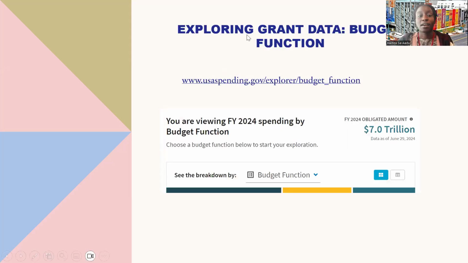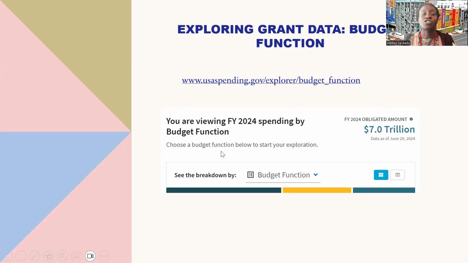All right, so we are going to start to explore this database now. What we're looking at here is part of the Explorer that is on USAspending.gov. We will get to that in just a second. What we're looking at here is just the header page for the Explorer using the budget function search, basically, or the breakdown.